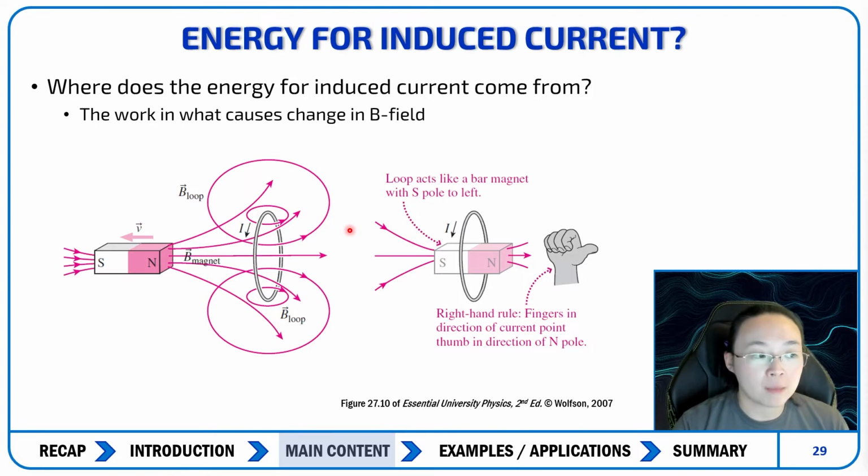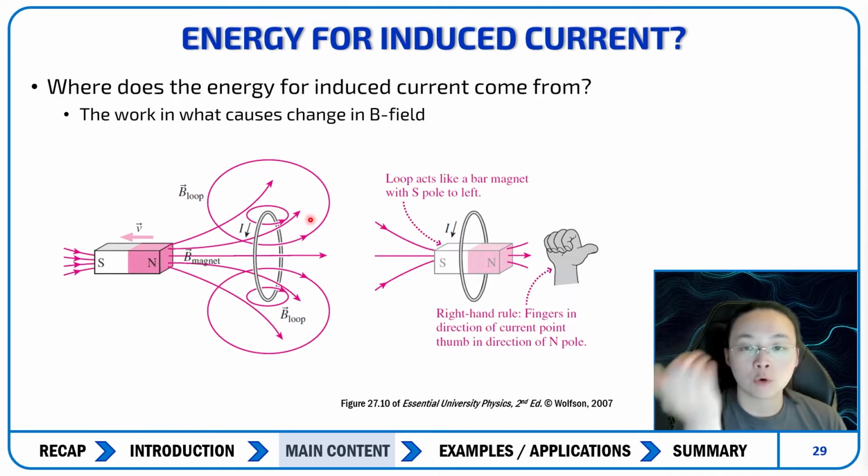Next, what happens if we reverse the direction of the induced current? Instead, we now wrap our fingers around the other way, and that means our thumb is going to point now towards the right. And so the loop is now going to act as if there's a south pole on the left side. So what does this mean?